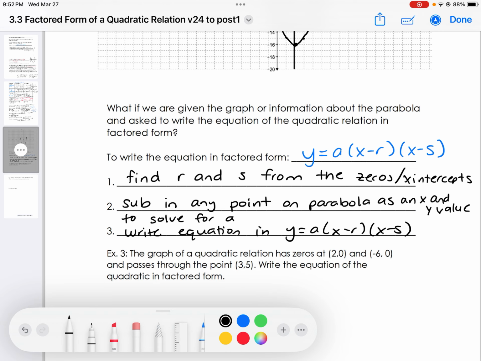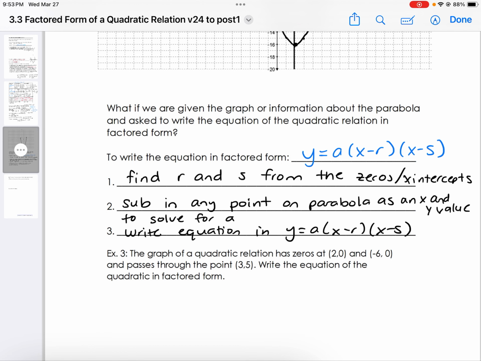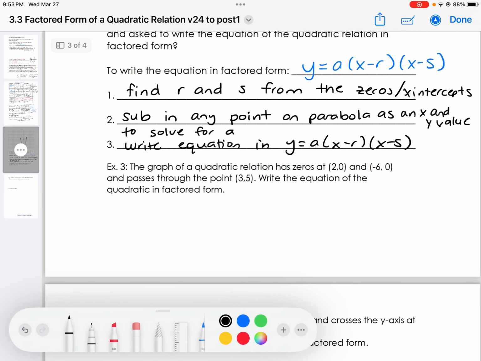So in the past, if we did the line using x minus p plus q, then in the end, your equation was in y equals mx plus b form. If you did it more like you did in grade 9, where you solve for the b value, then you would have to write your equation in y equals mx plus b form. So that is like your final answer. Okay? All right. So here in example 3, we do not have a graph. We do have the zeros, so we can sub those in as the R and S value.